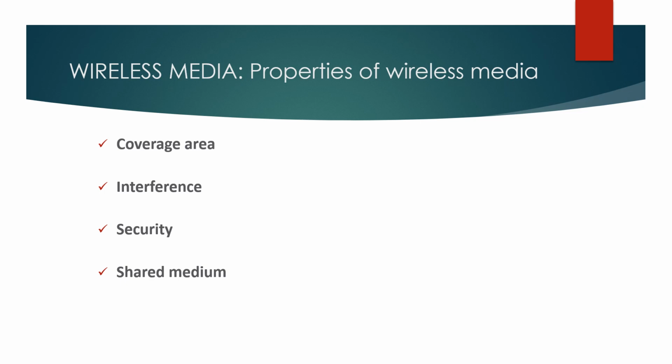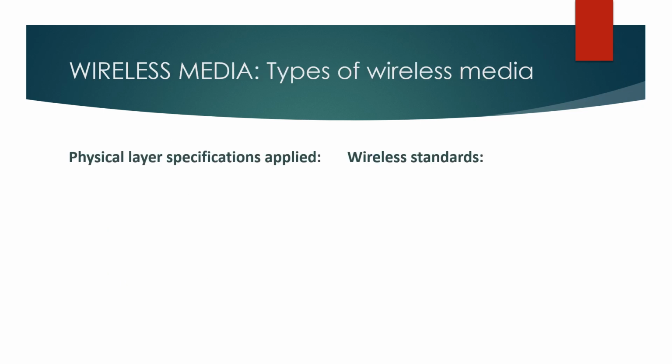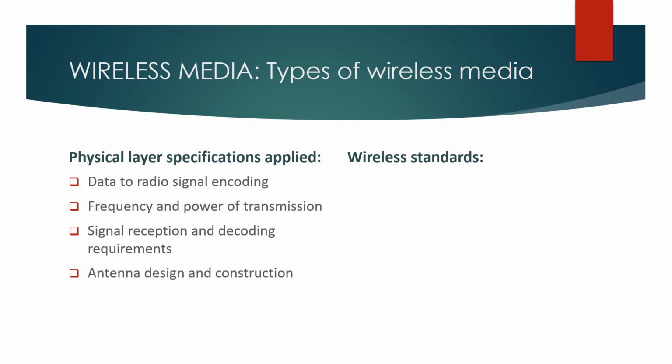Although wireless is increasing in popularity for desktop connectivity, copper and fiber are the most popular physical layer media for deployment of intermediary network devices such as routers and switches. Physical layer specifications are applied to areas that include data to radio signal encoding, frequency and power of transmission, signal reception and decoding requirements, antenna design and construction.